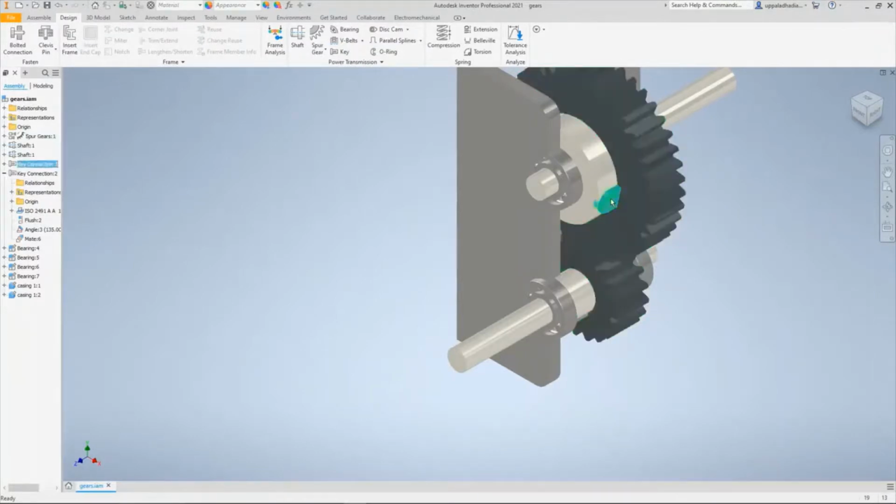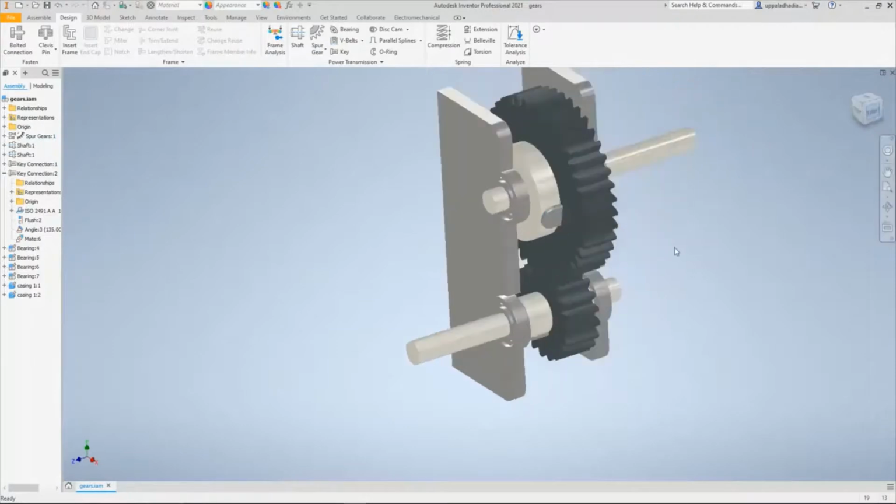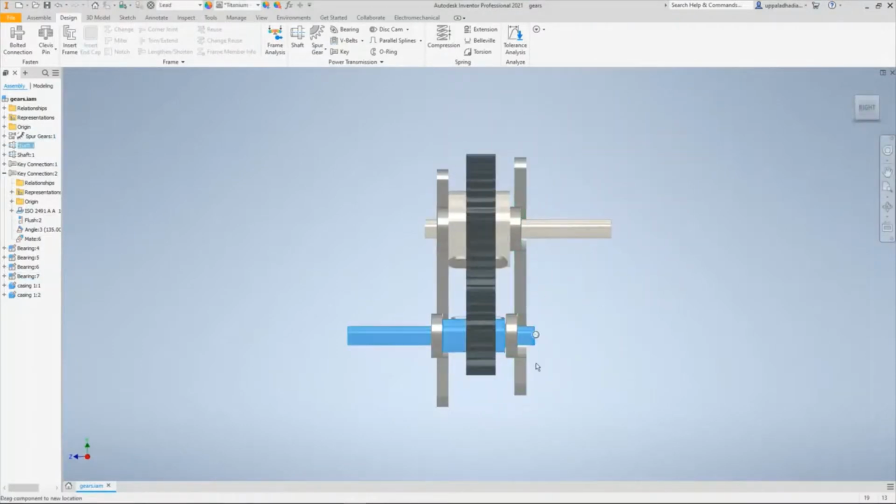Keys, these are known as the keys. These are metal pieces used to connect a rotating machine element to the shaft. It prevents the relative rotation between the two parts. When we see the relative rotation between the shaft and gear, the key will help in the reduction of the rotation.